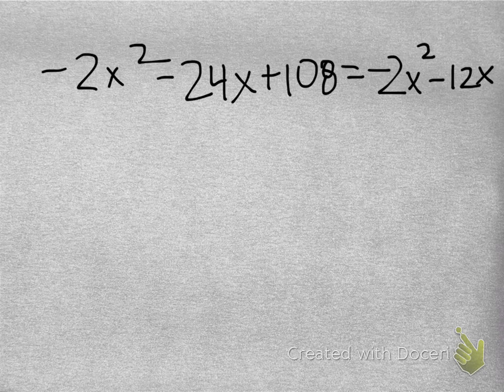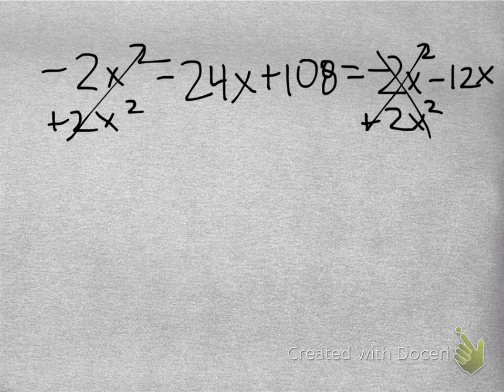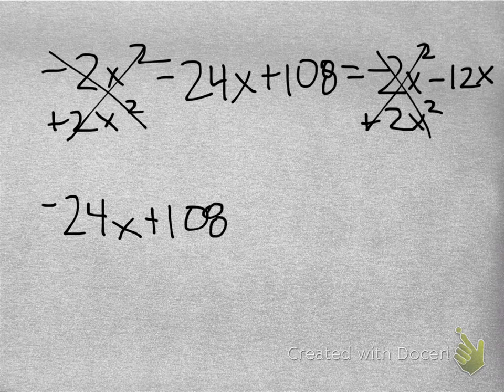So now that we have all of the terms combined on the same side of the equal sign, now we can combine them across the equal sign. So we can combine the x squareds. We can either add the 2x squared from here or from the other side. But either way, notice that they cancel themselves out. And you're left with negative 24x plus 108 equals negative 12x.